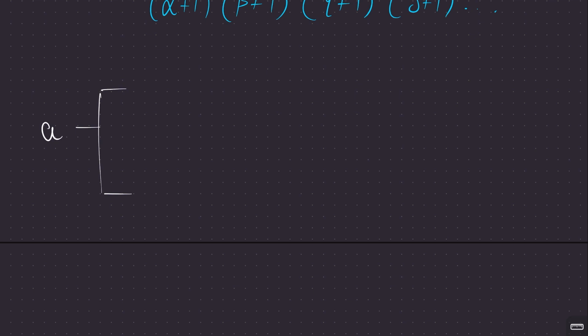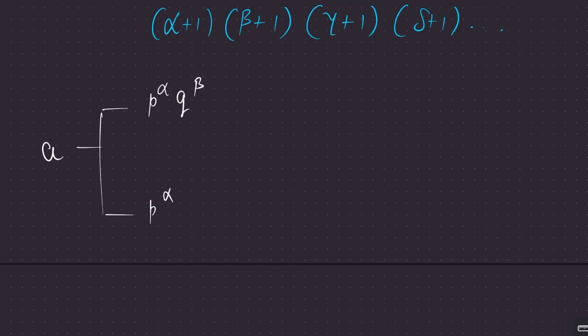Either it will have two prime factors in its factorization, so it will look something like p power alpha into q power beta, or it will look like p power alpha, because more than 2 prime factors doesn't make sense, because it's going to give you more number of factors, but we don't want that, because we want A to be as small as possible. So what will be the number of factors in this case? It will be alpha plus 1 into beta plus 1, right?